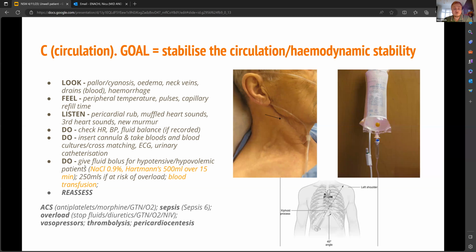And again, what things you can do by the bedside: if the patient is hypotensive, hypovolemic, based on our assessment, then we give a fluid bolus. Commonly in the hospital, you'll have either a choice of normal saline or Hartmann's. You are absolutely fine to give either of them. The usual volume we talk about is 0.5 liter or 500 mils, and that goes stat.